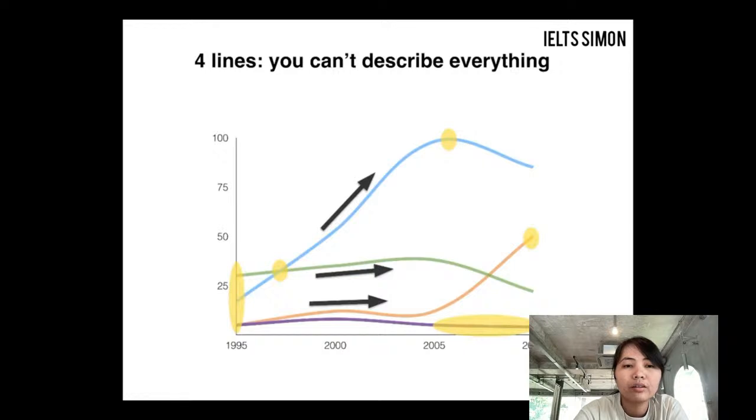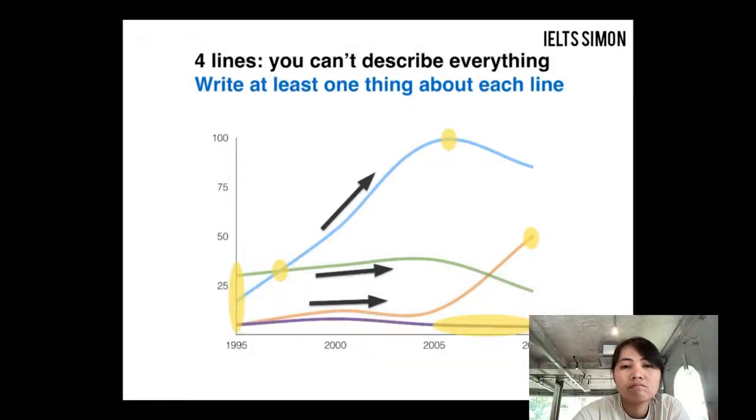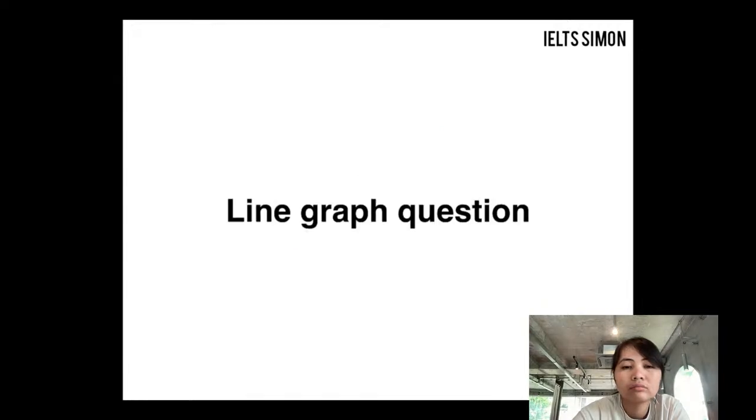There are many things to say and you can't describe everything, so you have to select. My tip is write at least one thing about each line. Make sure you do some comparisons, and if you've got 1 or 2 things that you've said about each line, that should be okay. With that advice in mind, let's look at a line graph question now.